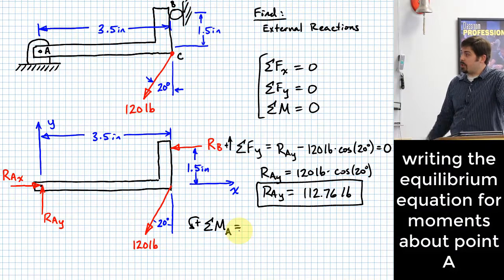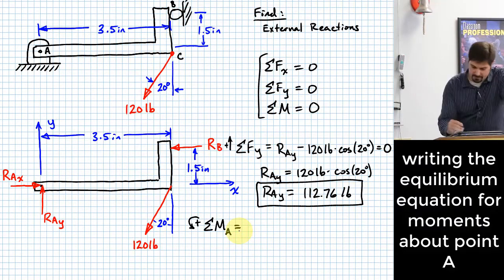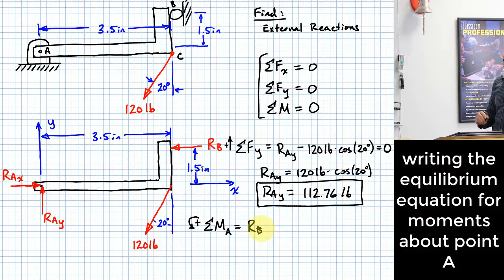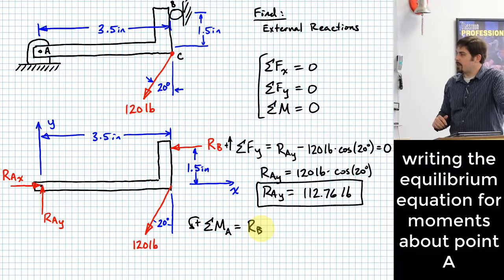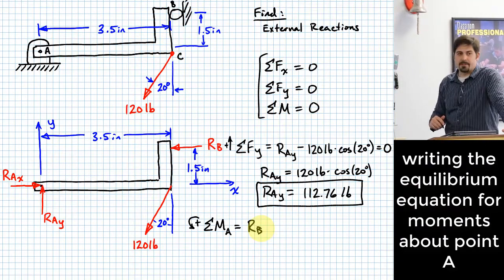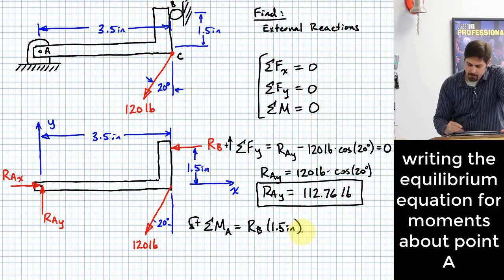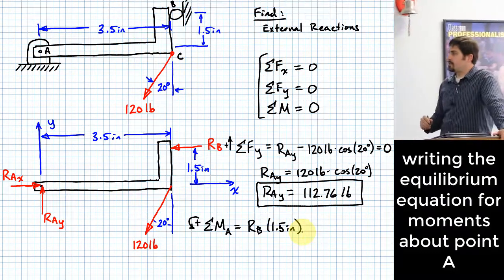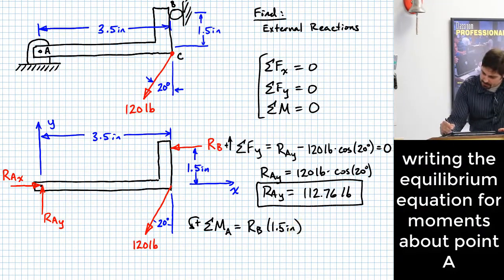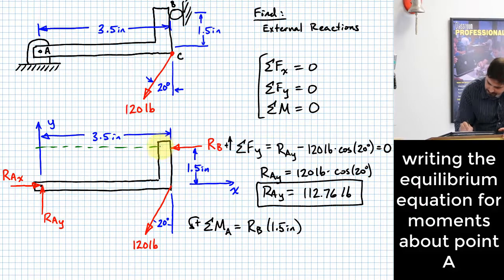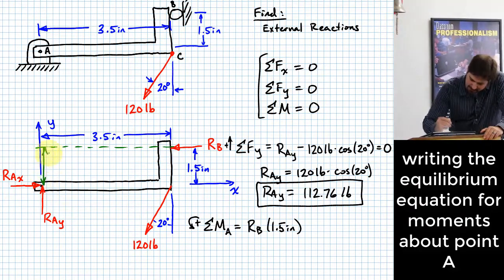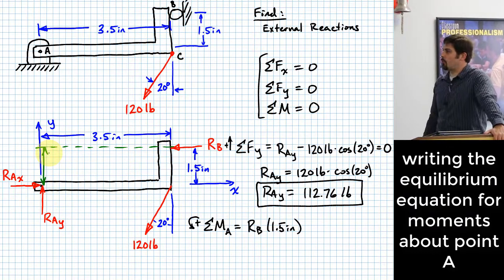Okay, RAY and RAX do not create moments around A because they have lines of action that pass through it, but RB would have a tendency to create a moment around point A. What direction? Clockwise or counterclockwise? Counterclockwise, so I can probably leave it positive and multiply by what length? Okay, 1.5 inches. Why that? That's the perpendicular length from the line of action of RB to point A. You can kind of see that if I was to draw that line of action like this, it's 1.5 inches from that line of action to point A.